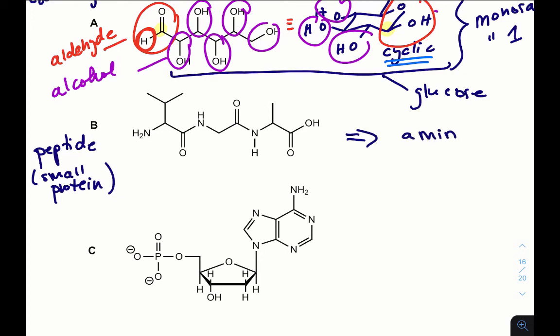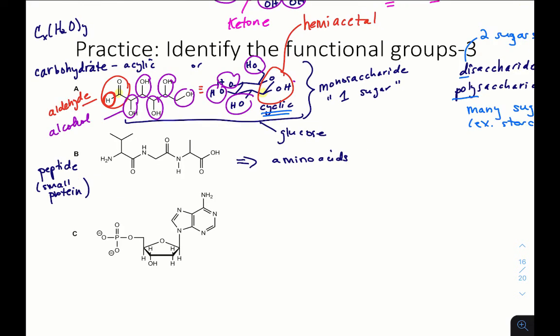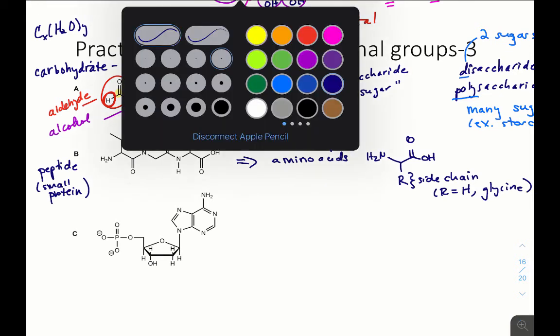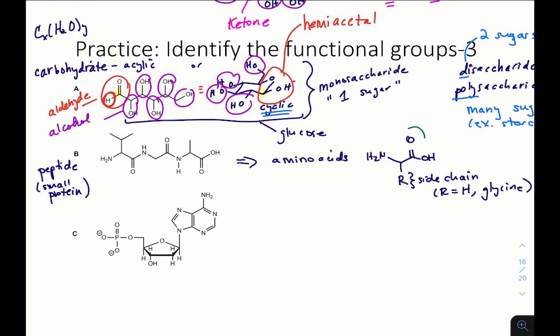amino acids. And amino acids look like this. You have an acid part, an amino part, and then some alkyl group usually. So this is called the side chain. But R actually can also be hydrogen. And then you have the amino acid glycine. But don't worry, we're not in Bio 60. You don't need to memorize all of that. The purpose of this exercise is just identifying functional groups.